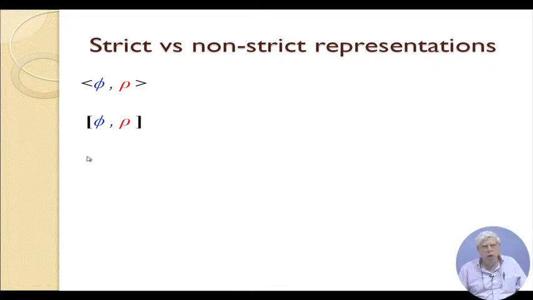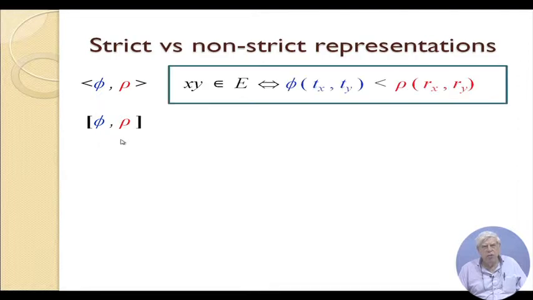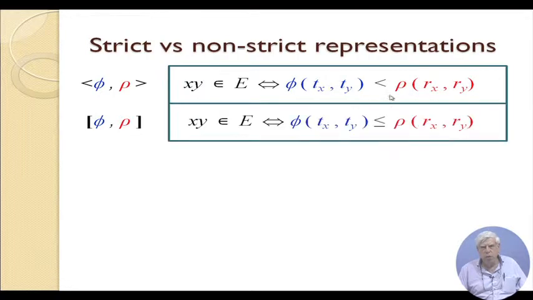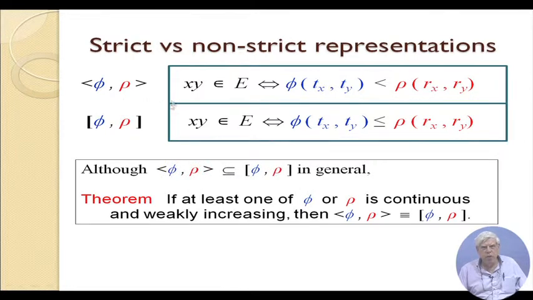And there is also a question of strict versus non-strict. The definition as we gave it used a strict inequality, but you could replace that by a non-strict less than or equal to, and ask, are you getting the same graphs? Are you getting different graphs? And so, in general, this class of graphs is contained in this class. If at least one of the functions is continuous and weakly increasing, then those two classes are equal.